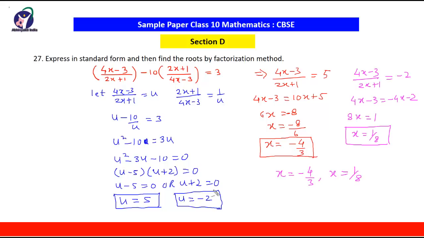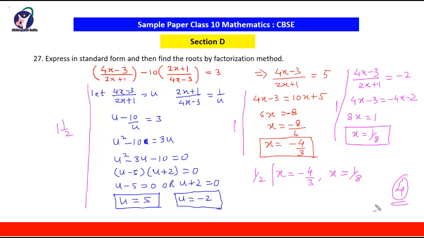So the marks distribution will be like that. It has 4 marks, so this will have the maximum share, so it will have 1.5 marks. This will have 1 mark, this will have 1 mark, and this answer will have half mark. So in all there will be 4 marks to this question.